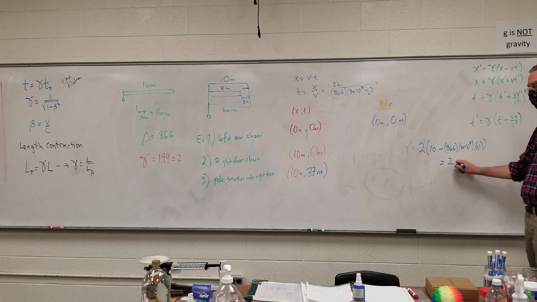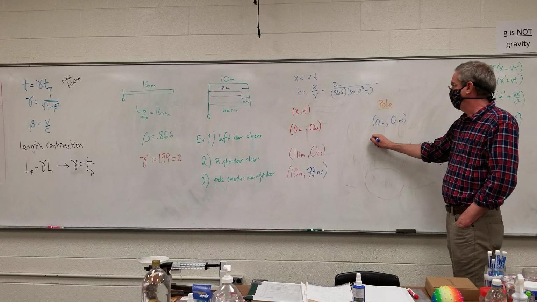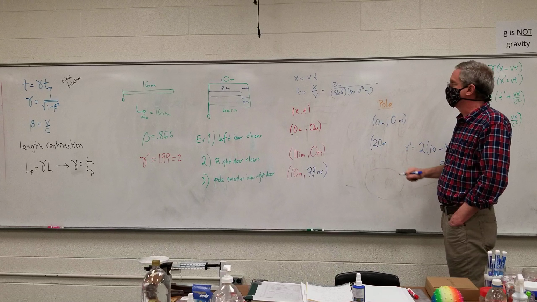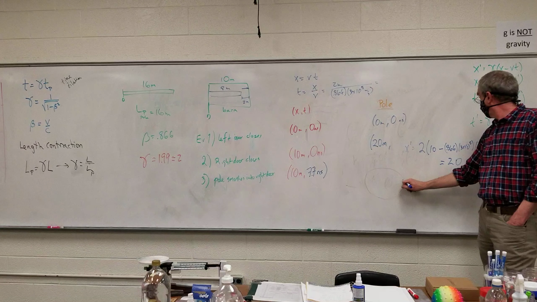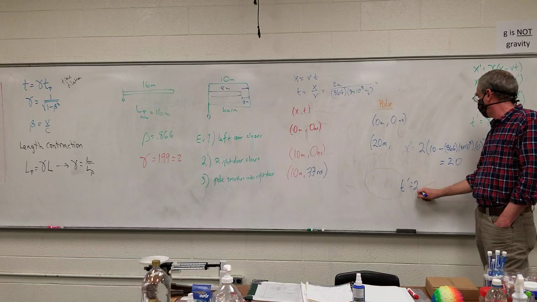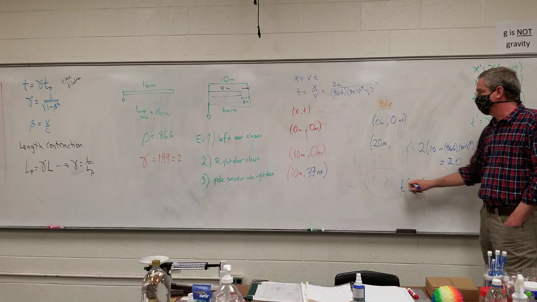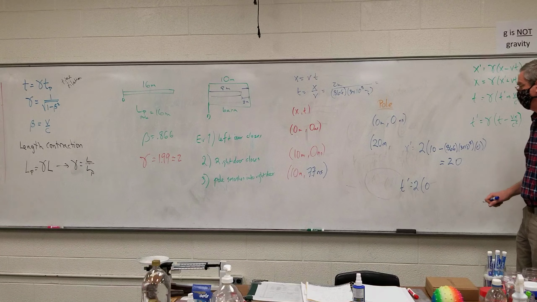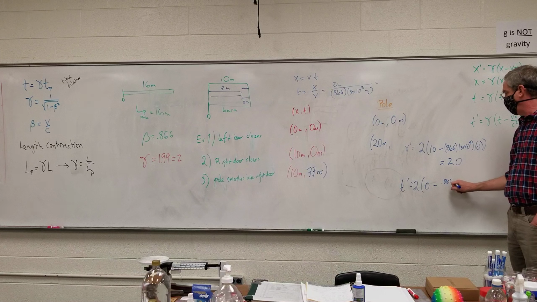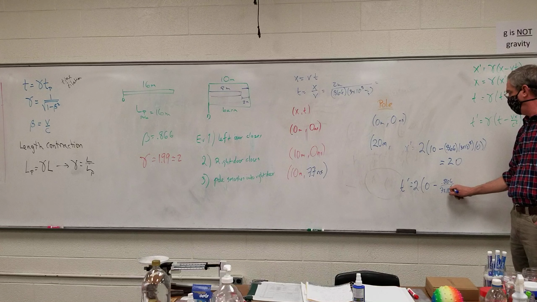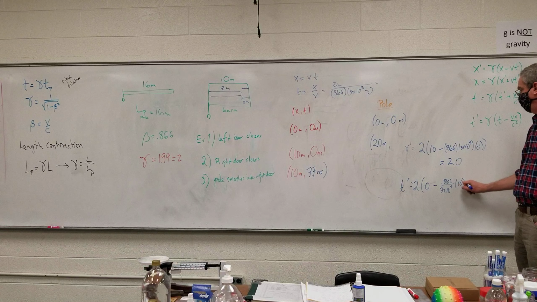I can do this one, 20. 20 meters. At what time? So let's plug down into here. So t prime is equal to 2 times 0, again, just plugging in that value for time, minus, it's 0.866 c, so it ends up being 0.866 divided by 3 times 10 to the 8th times x, which is 10.